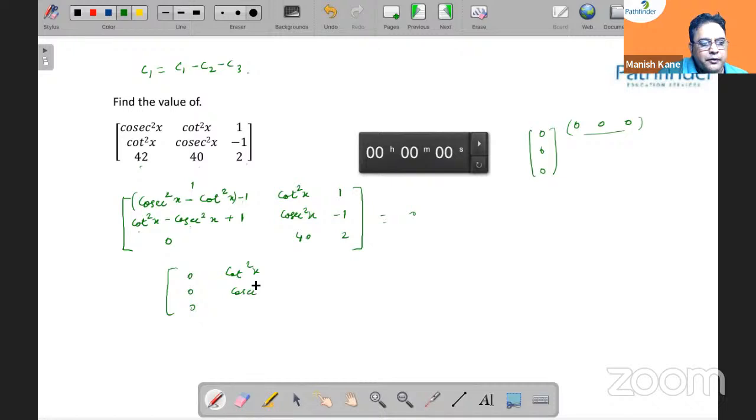Now you don't have to do anything, because if 3 elements become 0, it means the determinant is going to be 0. You don't even have to think. So the value of the determinant becomes 0. I hope this point is clear to all.